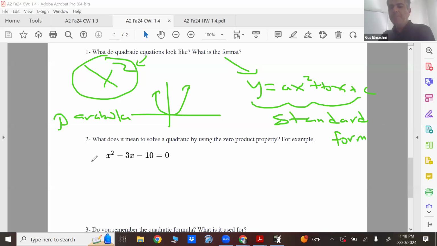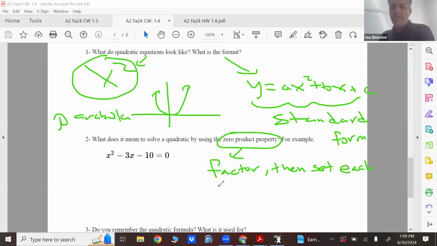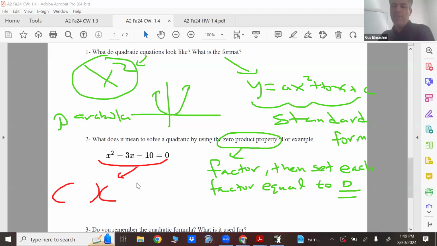Okay, for number 2, zero product property. What this means is you want to factor, then set each factor equal to 0. Well, let's do it. How do I factor this one here? This is pretty easy. I don't need to do a diamond necessarily. You could just think about it. Two numbers that multiply to negative 10 and add to negative 3. What would that be?